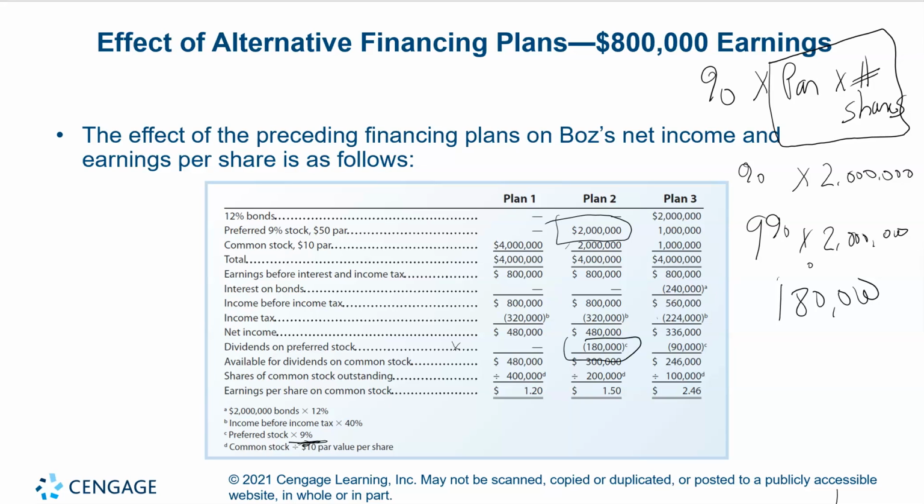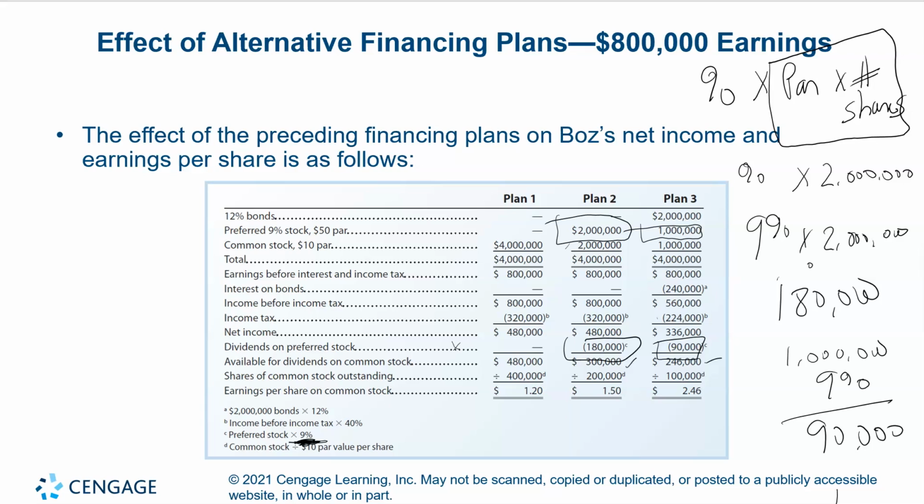Let's look at Plan 3. The 1 million is the par times number of shares. So we'll just say 1 million times that dividend percent, which is given at 9%. And so it is $90,000. So that's how you can calculate your dividends on preferred stock. So we'll take that out of our net income because that's what's left for common stockholders. And so for Plan 2, we're left with $300,000 as net income for common stockholders. And for Plan 3, we're left with $246,000.